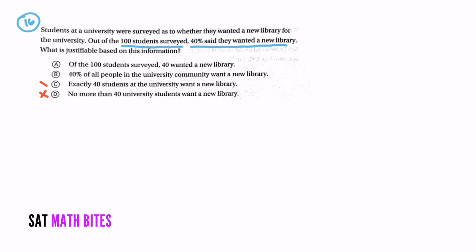On part C, it says exactly 40 students at the university want a new library. That would be true if there were only 100 students at the university, but that's not true. 100 students is only part. On number B, it says 40% of all people in the university community want a new library. We don't know that's true either. They could interview 100 students in another survey, and maybe 30 of them said yes, maybe 50 of them said yes. So we don't have a guarantee, but we know the answer choice is A, because we know that they surveyed 100 students. 40% said they wanted a new library. So 40% of 100 is 40. So that's why the answer for this problem is A.